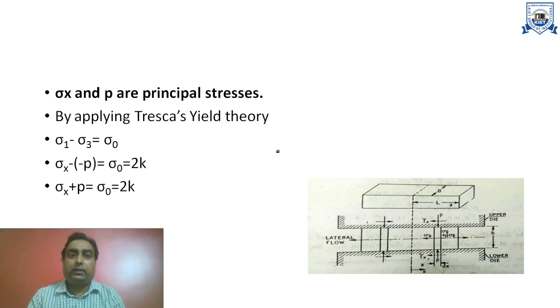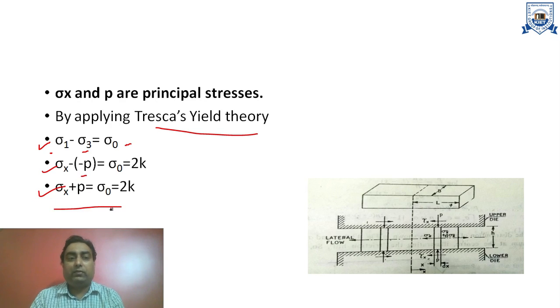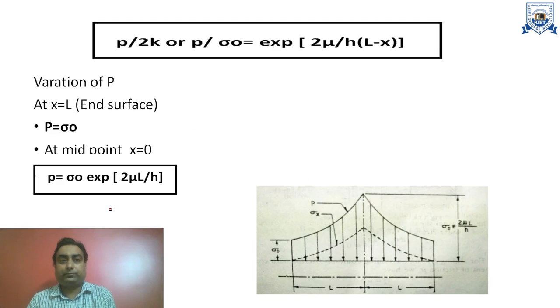So we have to apply the Tresca yield theory for determination of the compressive force during forging operation. In Tresca theory we know this formula, sigma 1 minus sigma 3 is equal to sigma naught. Sigma 1 is the major stress, sigma 3 is the minor stress, sigma naught is the yield stress of the material, which may vary depending on the material. So in this case sigma 1 is equal to sigma x, sigma 3 is equal to the compressive stress in the negative direction. So sigma x plus P is equal to sigma naught. This is a very important formula which is utilized for the derivation of the forging pressure calculation.